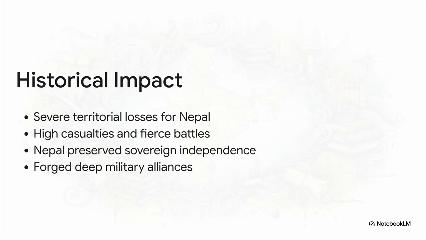So what were the actual highs and lows of this treaty? Well, while the war was devastating, the resulting peace established a lasting stability that was full of stark contrasts. For Nepal, it was a bitter low, costing them roughly 1/3 of their entire territory after suffering high casualties in fierce fights like the Battle of Makwanpur.